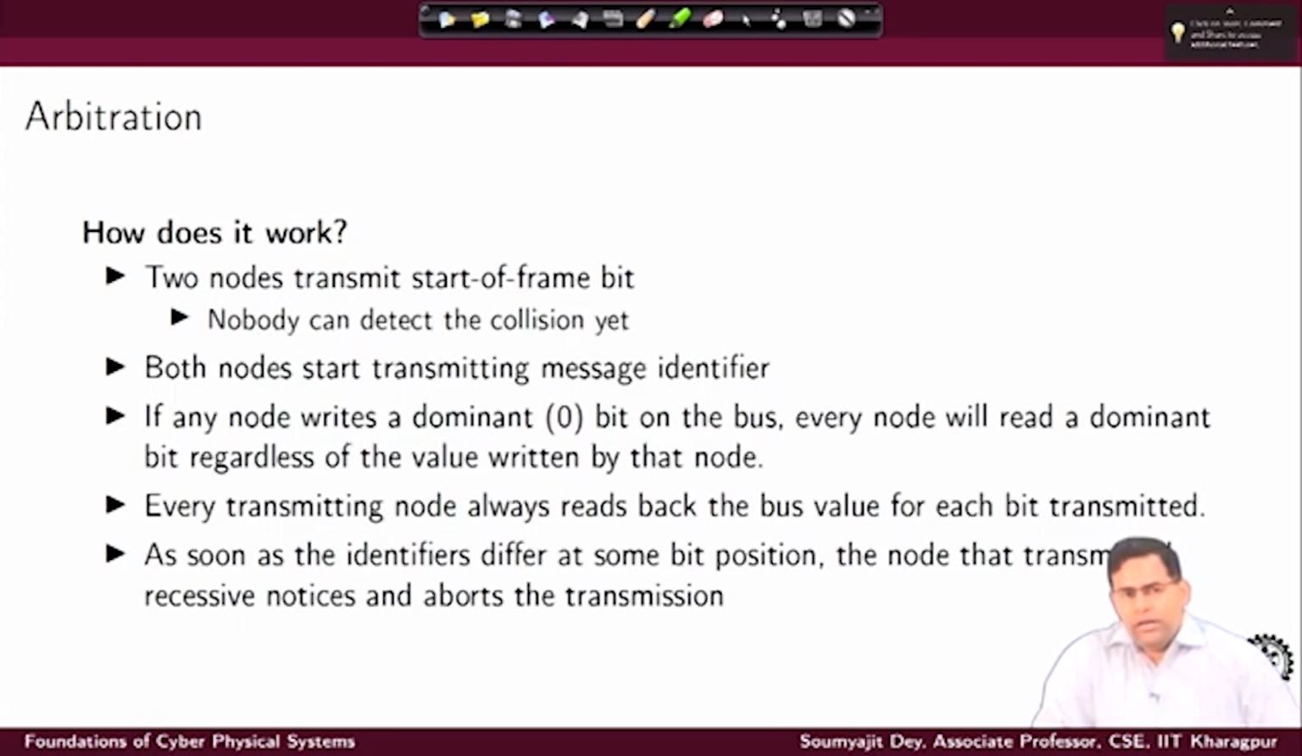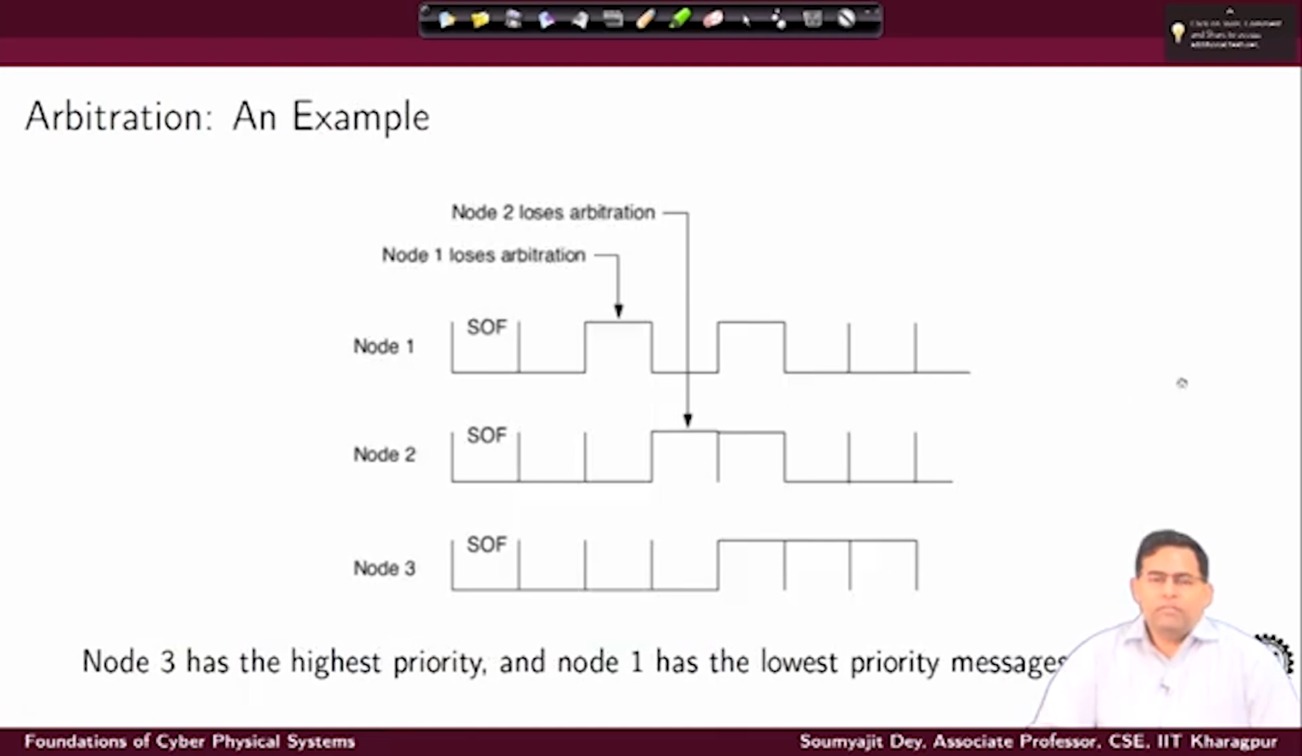So whenever one node finds that it is sending a recessive value, but the bus is becoming dominant, that means there is another higher priority signal on the bus, and it will just abort its transmission. So as soon as the identifier differs at some bit position, that respective node will just back off. Okay.